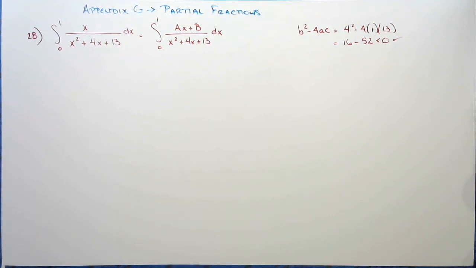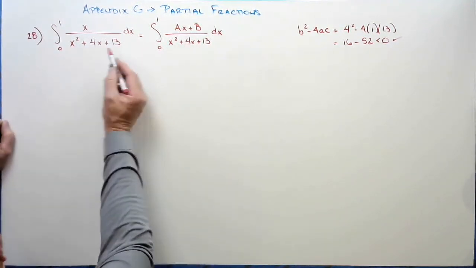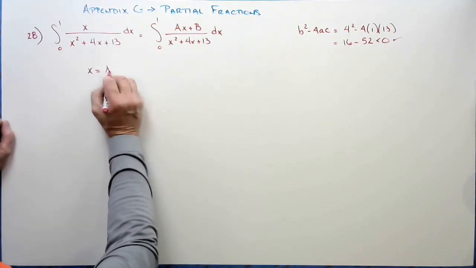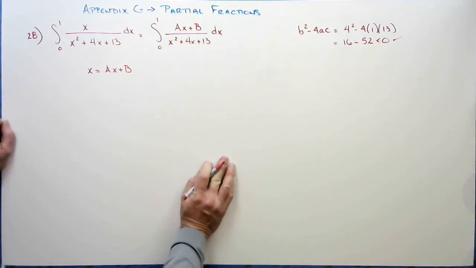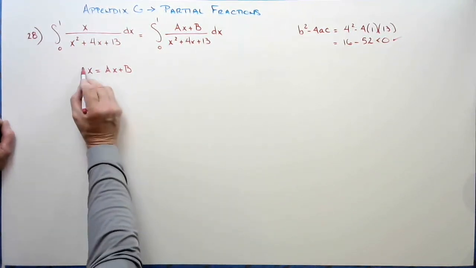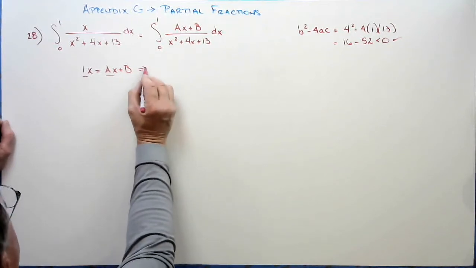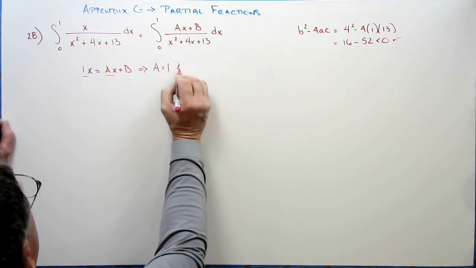So then our next step, of course, is to set up our identity. Now we don't have any common denominator. Both these are the same denominator. So we end up with x equals ax plus b. And then if we do our work, right, there's 1 here. So this is an x, this is an x. That gives us a equals 1. And from there, we can see that b equals 0.